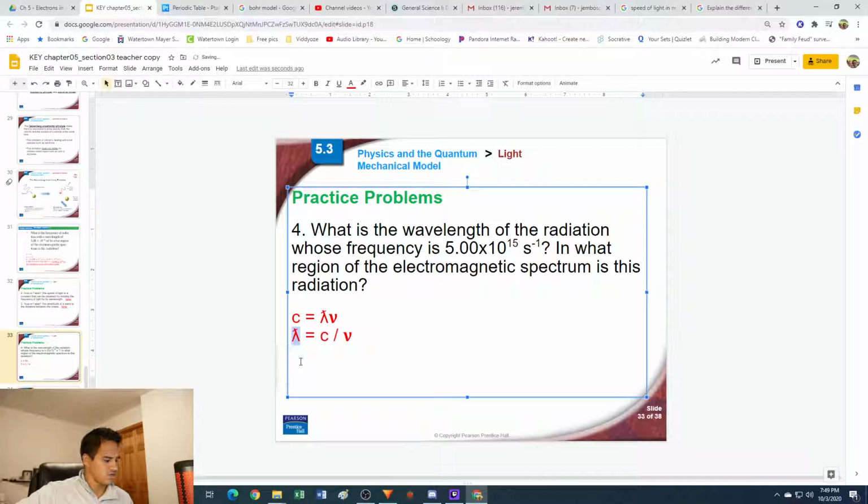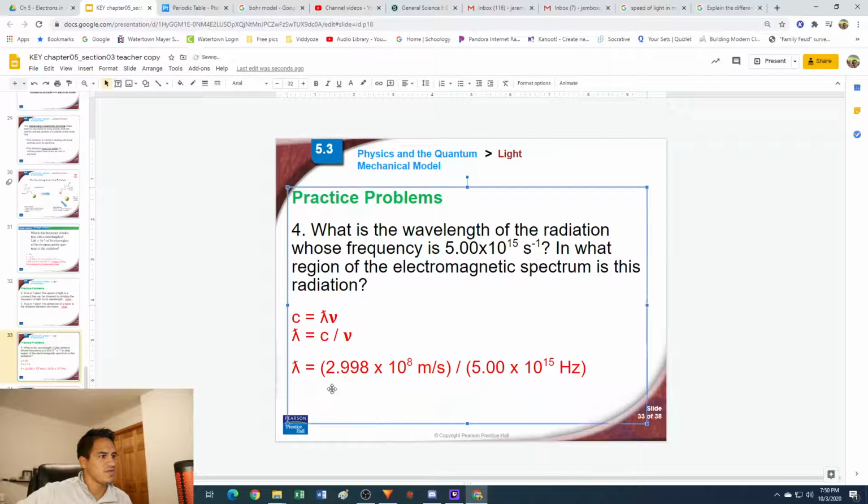So our lambda is going to be equal to 2.998 times 10 to the 8th meters per second. So that's the speed of light. Divided by the frequency, which they are giving to us in the problem, which is 5.00 times 10 to the 15th inverse seconds, or we're just going to write hertz, okay? And all we have to do is just put this in a calculator and basically get an answer. So let's just copy paste this down here. Okay, so wavelength is equal to, all right, so let's do this out on our calculator.